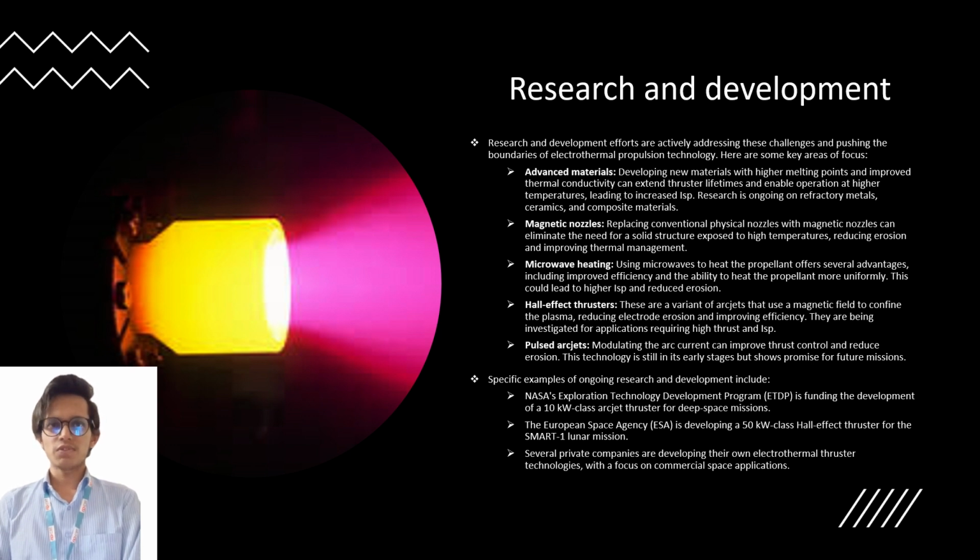Speaking of the real world applications, NASA is actively developing a 10 kilowatt class arc jet thruster for deep space missions, and the project is aimed at creating a reliable and high performance propulsion system suitable for demanding requirements of deep space exploration. Meanwhile, the European Space Agency is investing in the development of a 50 kilowatt class Hall effect thruster for the SMART-1 lunar mission.